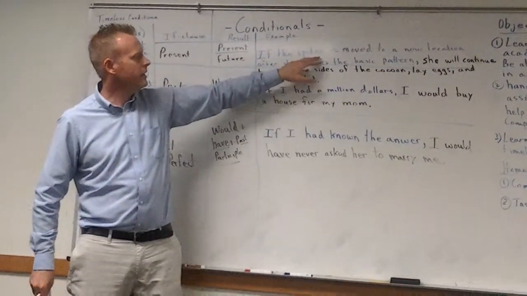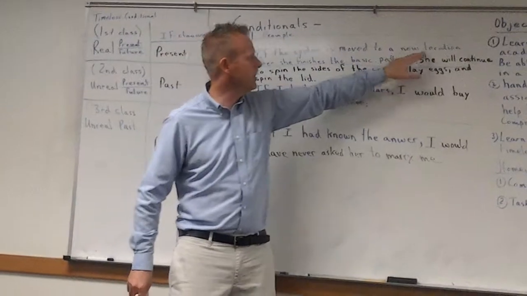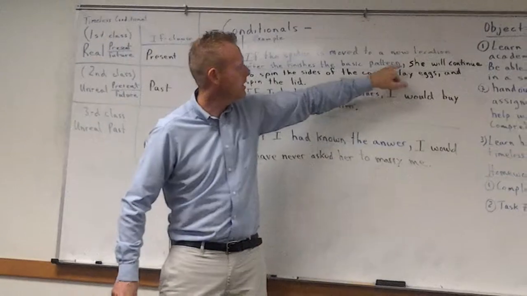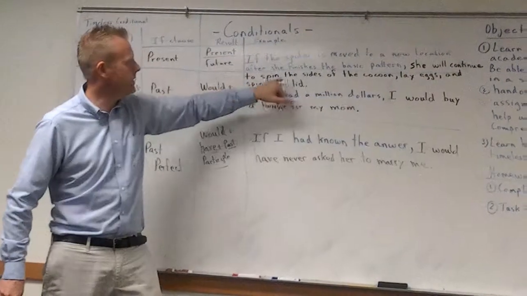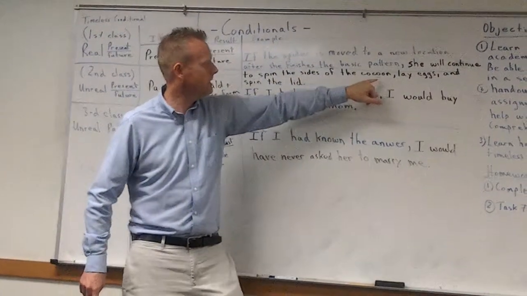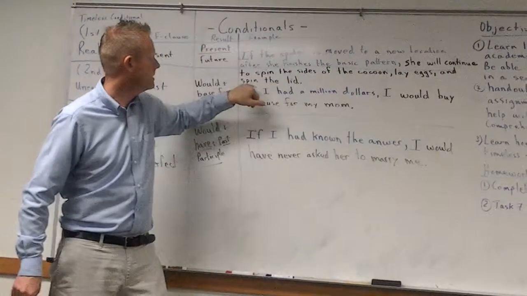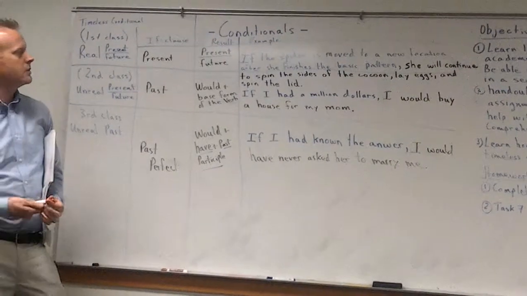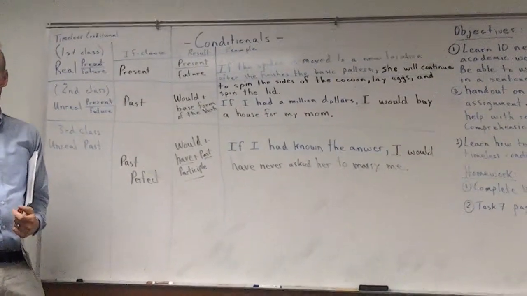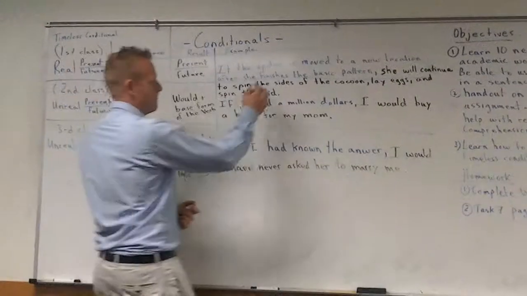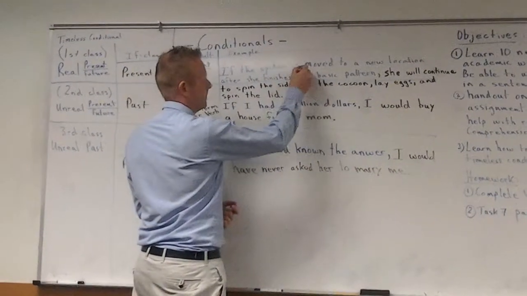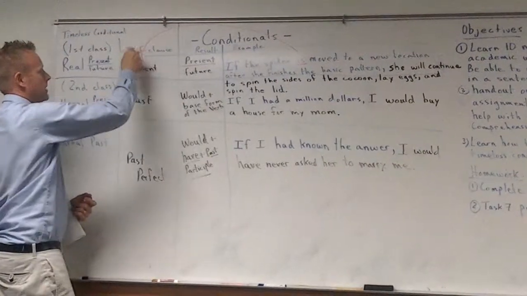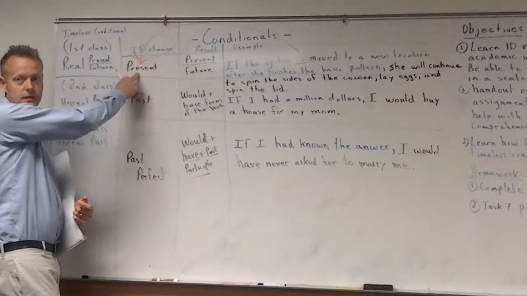If the spider is moved to a new location after she finishes the basic pattern, she will continue to spin the sides of the cocoon, lay eggs, and spin the lid. Let me ask you a question. In the if clause, where's the verb? Is. And what tense is that? Present. Yeah. So it's the if clause and it's in the present, correct?